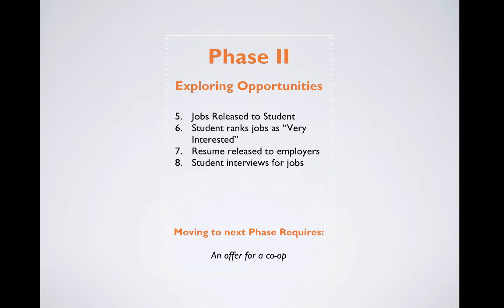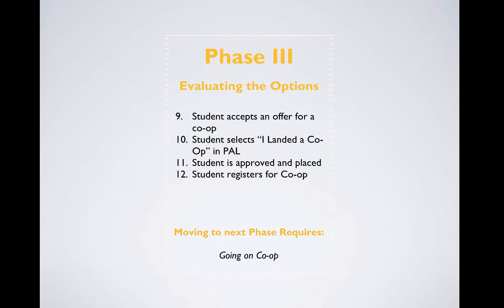Moving on to the next phase requires an offer. Once you get that offer and you're in phase 3, you're evaluating all those options. Sometimes you might get 1 or 2 offers. Sometimes you'll get an offer really soon, and you'll have to figure out what's best for you in your search strategy. My recommendation is that anytime you get an offer, contact your co-op advisor and let them know you've got an offer and the things you're thinking about, and ask any questions that you might have.